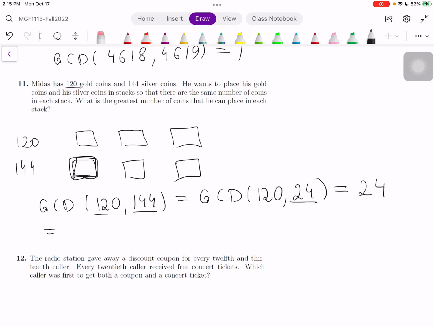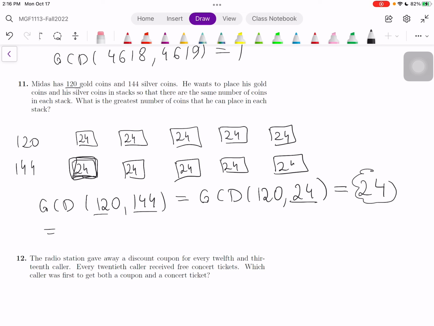So basically, 24 is the answer to this question, meaning he can put 24 coins in each stack. In case of 120, he would have to put 5 stacks of 24 coins, right? And in case of 144, he would have to put 6 stacks of 24 coins, right? And that answers the question.